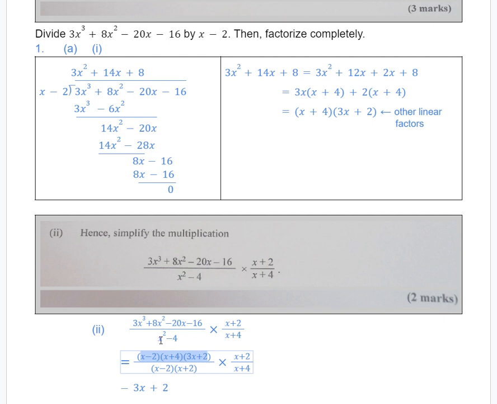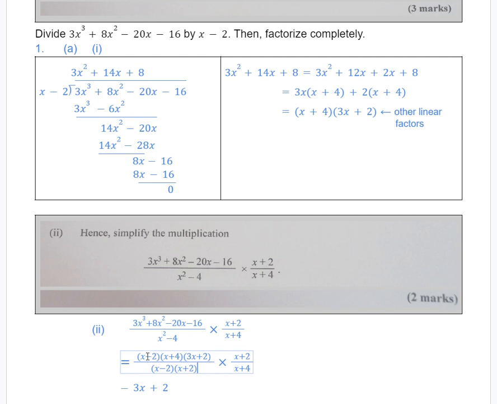And the denominator, x squared minus 4, we can factorize that. That's the difference of two squares. Square root of x squared is x. Square root of 4 is 2. So that will change into x minus 2, x plus 2. Right, and it's multiplied throughout all of the terms.